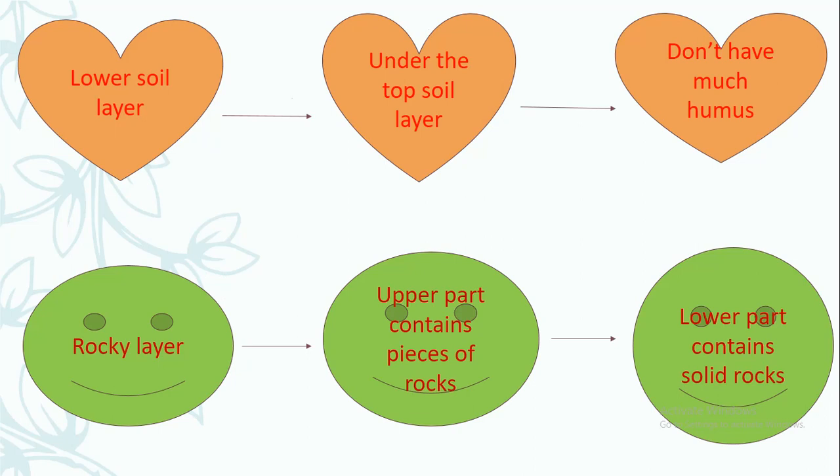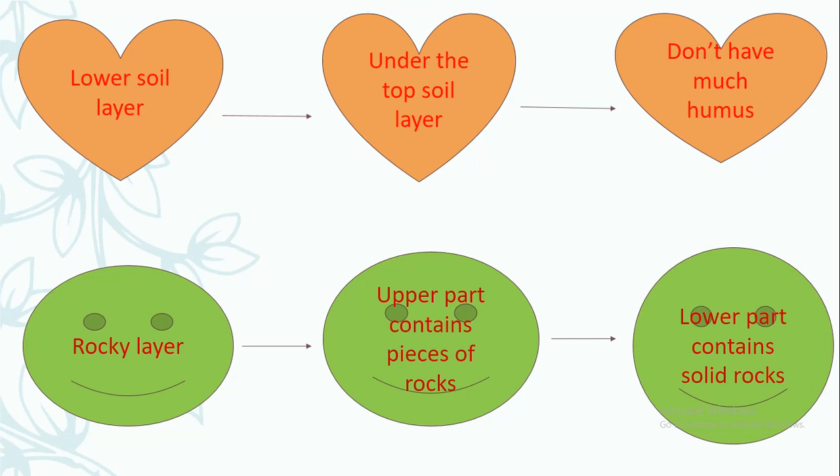The second layer of the soil is called lower soil layer. The lower soil layer is found under the topsoil layer, and it doesn't have much humus.